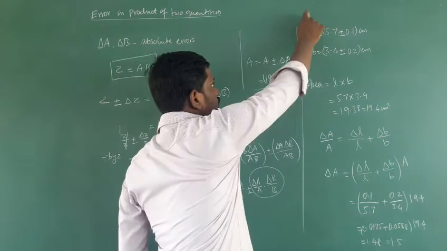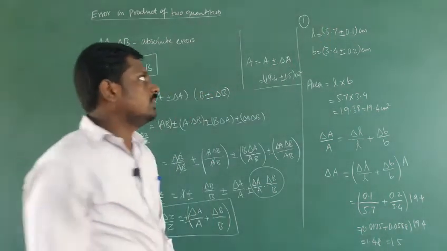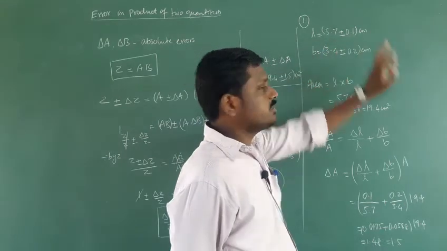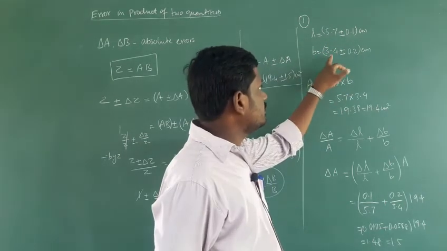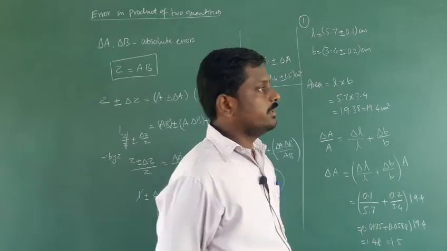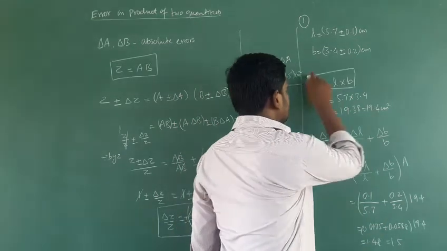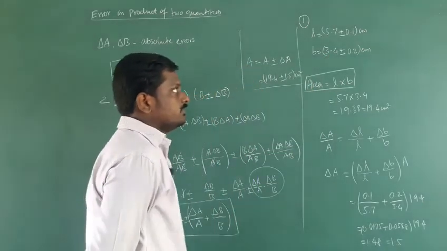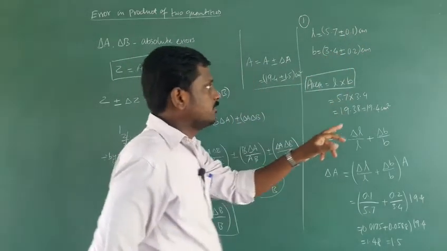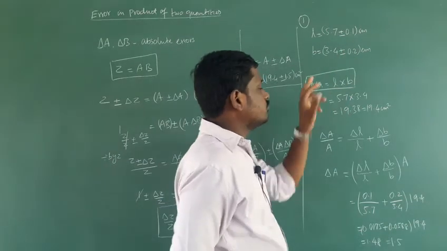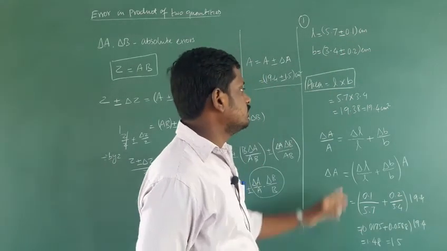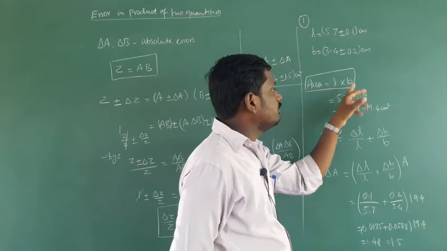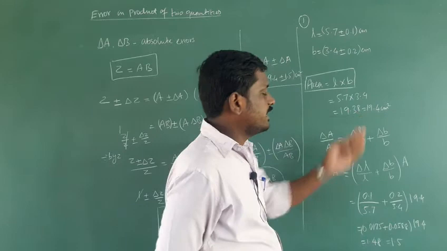Then we are going to do a problem regarding this. The length of the rectangle is 5.7 plus or minus 0.1 centimeter. The breadth is 3.4 plus or minus 0.2 centimeter. We are going to find the area. Simply, 5.7 into 3.4 gives the area value, but there is an error in the measurement, so you need to calculate that error also. First you need to find the area of the rectangle using the L into B formula. You will get the direct result.